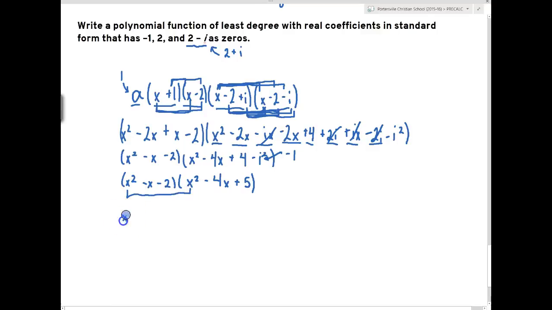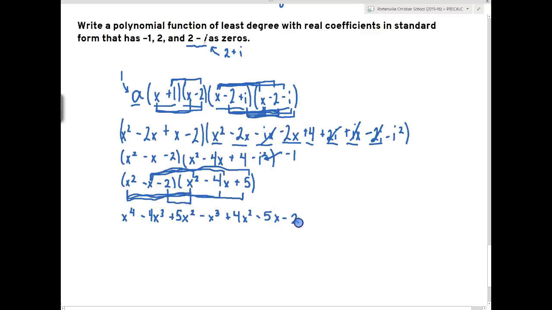x squared times x squared is x to the 4th. x squared times negative 4x is minus 4x cubed. x squared times 5 is 5x squared. And then I'm going to do negative x now. Negative x times x squared is negative x cubed. Negative x times negative 4x is plus 4x squared. Negative x times 5 is minus 5x. And with my constant, negative 2 times x squared is negative 2x squared. Negative 2 times negative 4x is positive 8x. Negative 2 times 5 is negative 10.